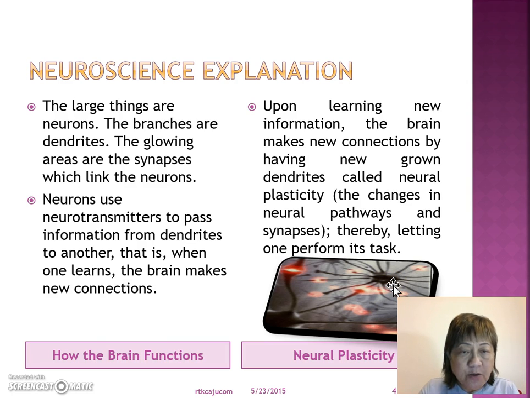That is, when one learns, the brain makes new connections. Upon learning new information, the brain makes new connections by having newly grown dendrites, called neural plasticity. That is, the changes in neural pathways and synapses, thereby letting one perform its tasks. So this is how the brain works.